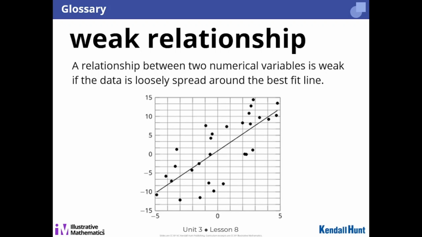Next, we have weak relationship. A relationship between two numerical variables is weak if the data is loosely spread around the best fit line. You can see here these scatter plot points are spread out more, and they're starting to look more like a cloud. We can still see that it's following this general trend upward from left to right, but it's looking less and less like a line of dots and more like a cloud of dots.